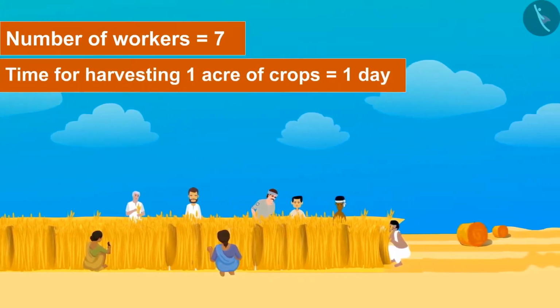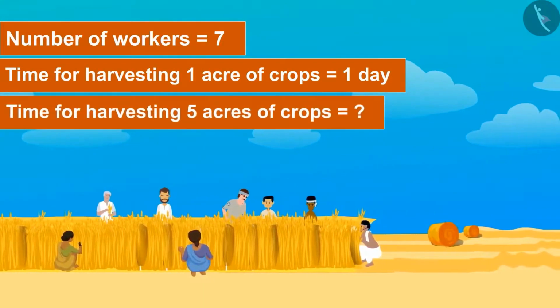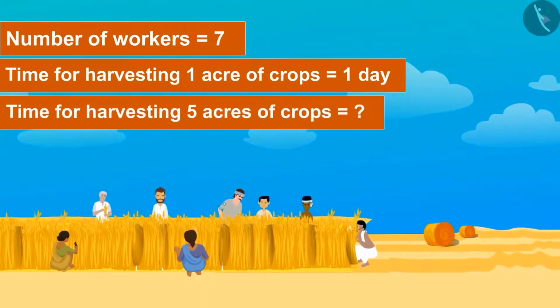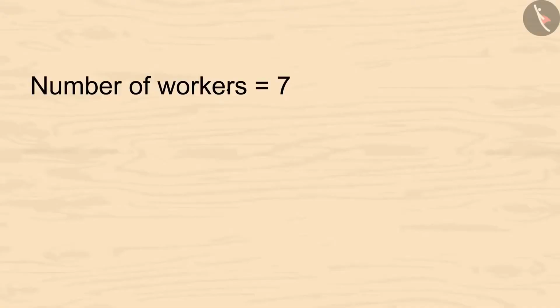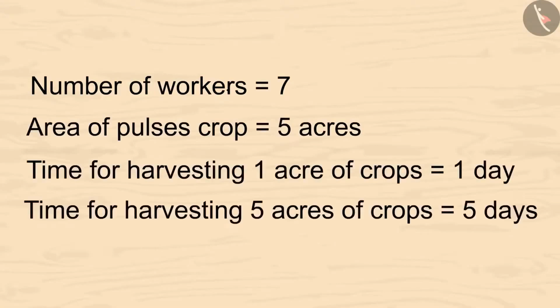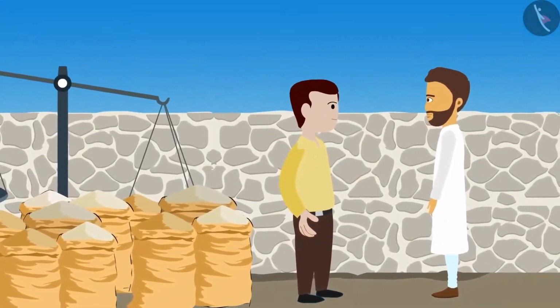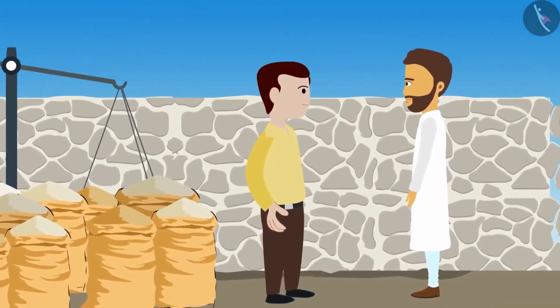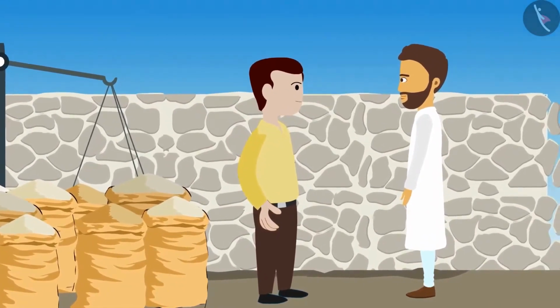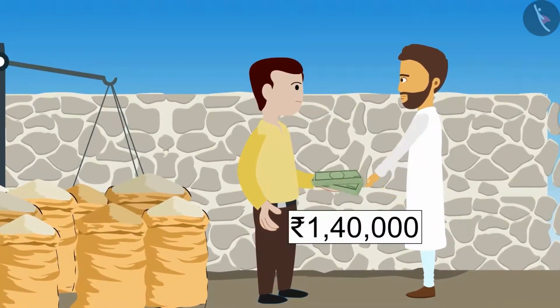So, can you tell how much time will they take to harvest 5 acres of crops? Kids, you can pause the video and calculate it. Yes, 5 acres of pulses will take 5 days to be harvested. Look, Kareem is going to the market to sell his pulses. Shopkeeper gives him 1,40,000 rupees.